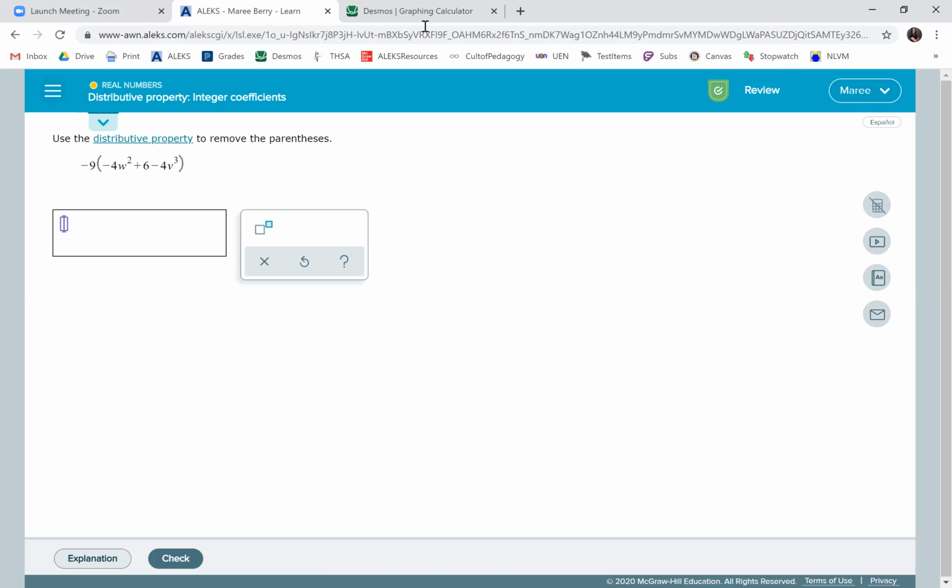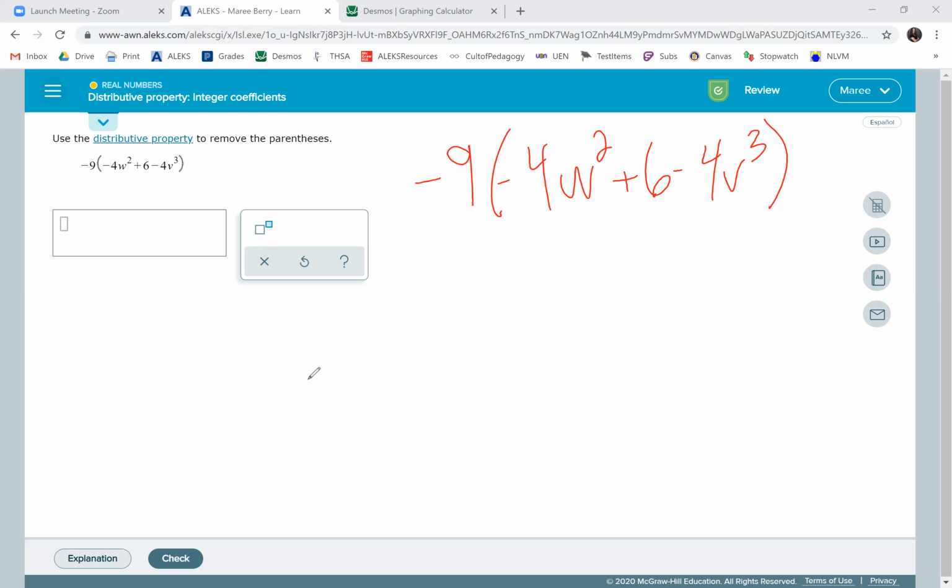Okay, so we have a negative 9 outside. So again, I'm going to take that negative sign and change the signs of every term on the inside of the parentheses. So I'll have a 9. So I'm taking this negative and I'm just going to place it in here. So that was a negative 4. I'm going to change it to plus 4. That's a positive, so I'm going to make it negative. That's a minus, so I'm going to make it positive.